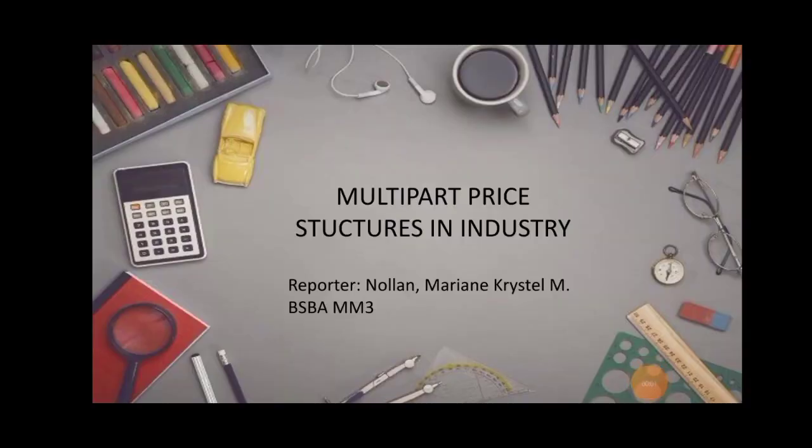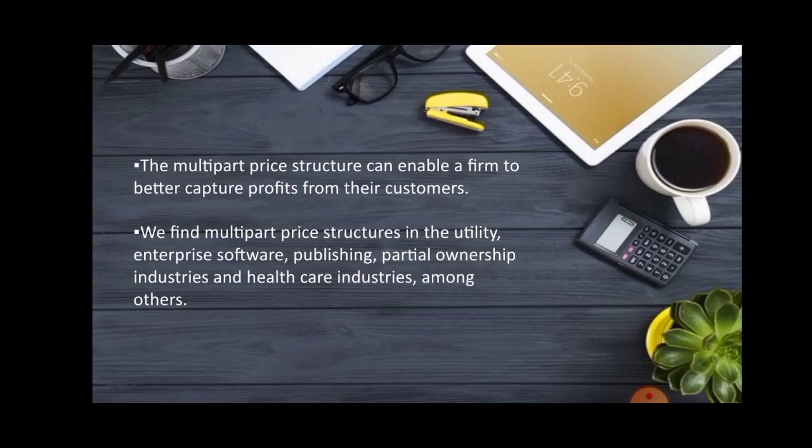Good day po. I'm the third reporter of this chapter. So, yung topic ko po is multi-part price structure in industry. The multi-part price structure can enable a firm to better capture profits from their customers. So, parang itong multi-part price structure is parang may mas madali pa pala para mas kumita. So, may ginagamit sila like utility, enterprise software, publishing, partial ownership industries, and healthcare industries, among others.